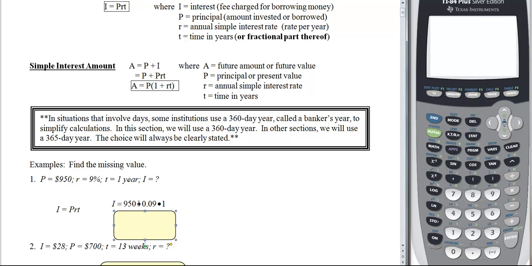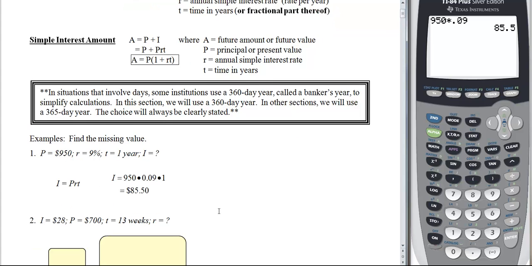So the $950 was the principal. Interest rate must always be put in decimal form, and 1 is my time. Now when you get this written down, you can do all of the work via a calculator. So I'm going to type in 950 times 0.09. I'm not necessarily typing in 1. So the interest on this would be $85.50. Now this is money, so you need to go ahead and round to the hundredths.